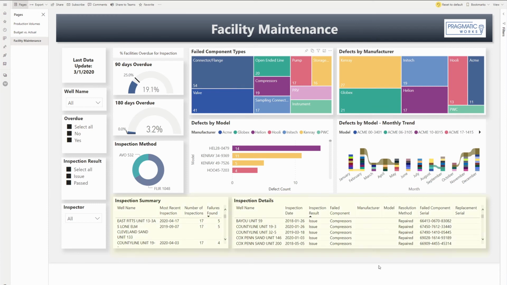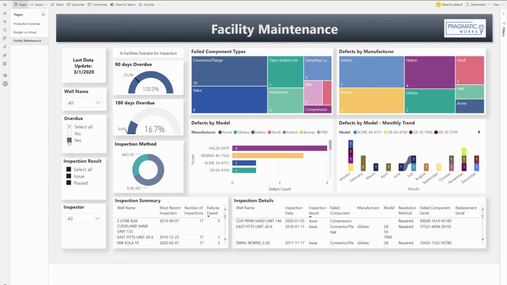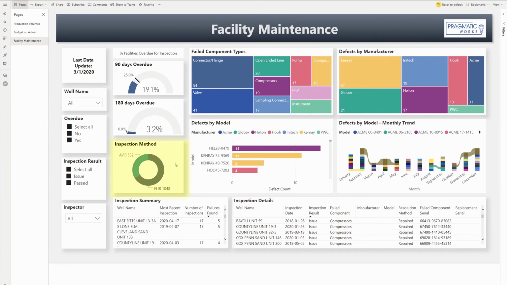At the bottom, we have an inspection summary by facility, along with an inspections detail table. We have slicers that allow you to easily filter down to a single well or find those that are overdue for inspections. We've also included a donut to quickly show the breakdown of inspections relying only on audio, visual, and olfactory versus inspections relying on thermal imaging.